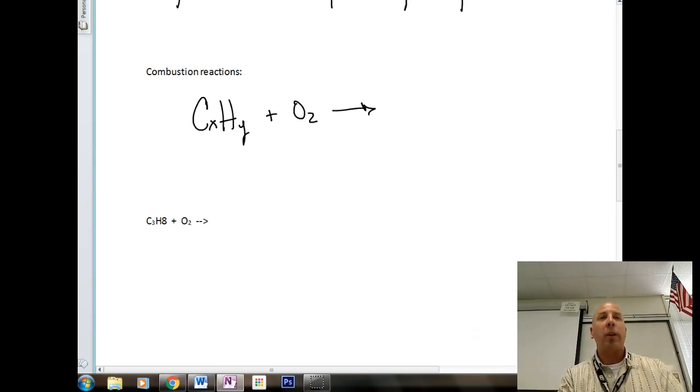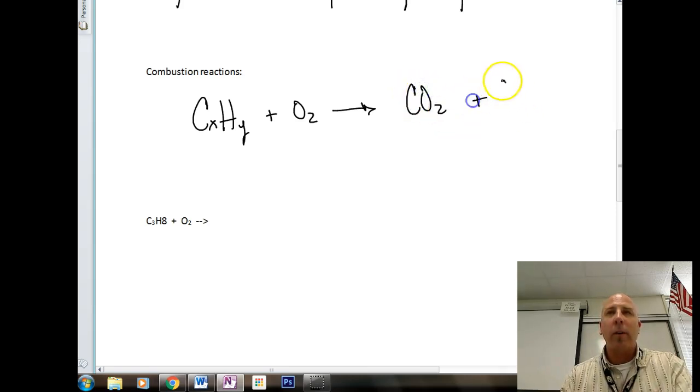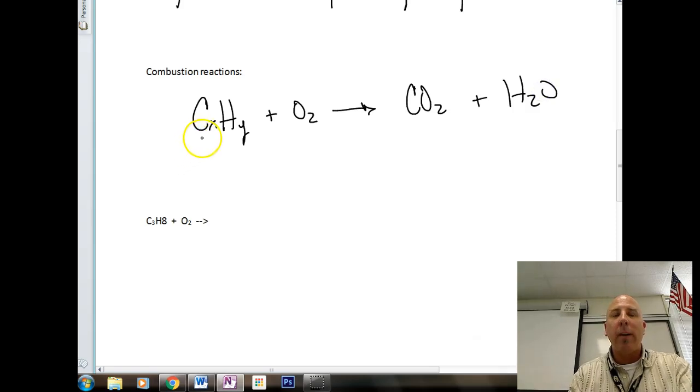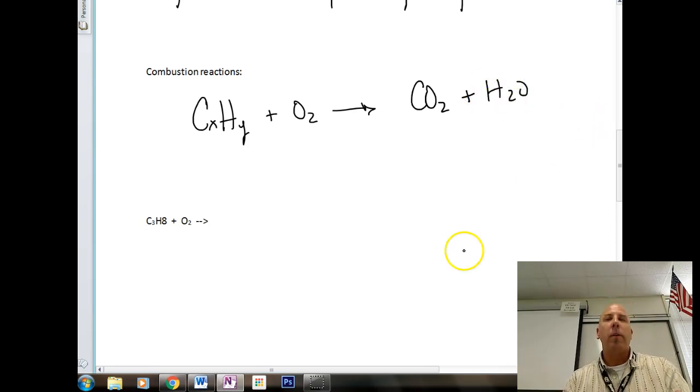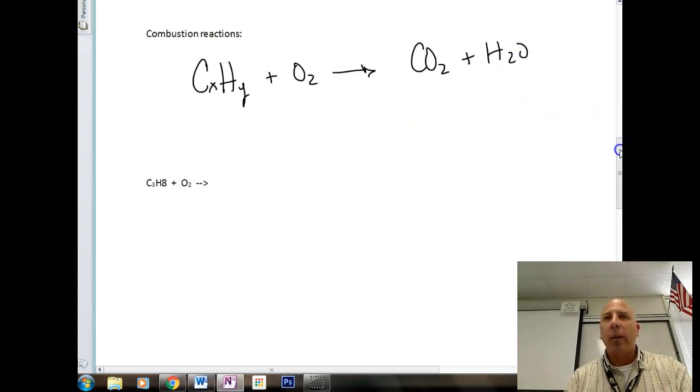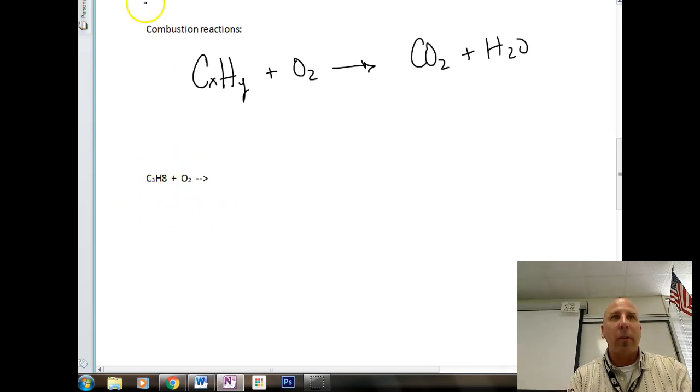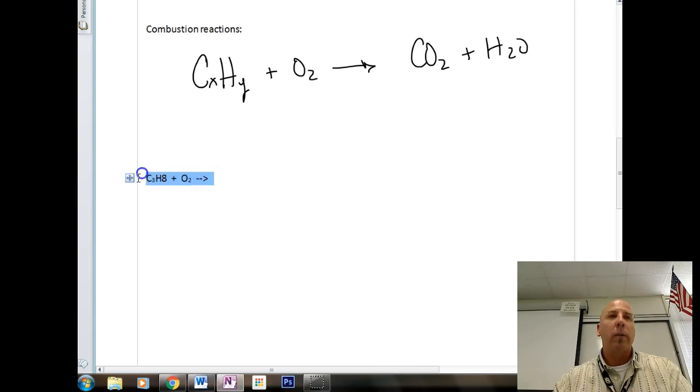But if this is what you're given, remember in a combustion reaction, your 2 products are typically carbon dioxide plus water. So if you can identify the first part of this reaction just like this, you know that the products are always going to be the same, CO2 plus H2O, and then you're good. So let's take a look down here at this combustion reaction, and I'm going to make this a little bit larger so it's easier to see.